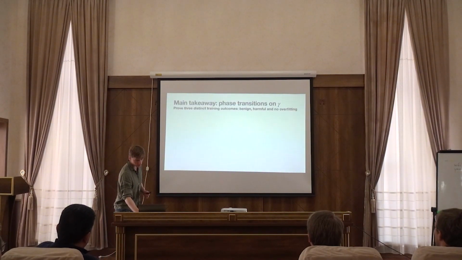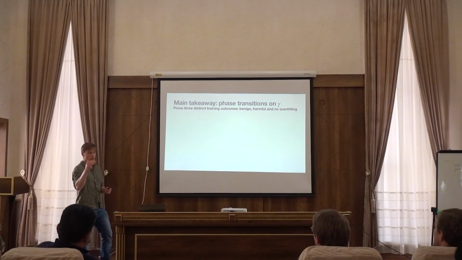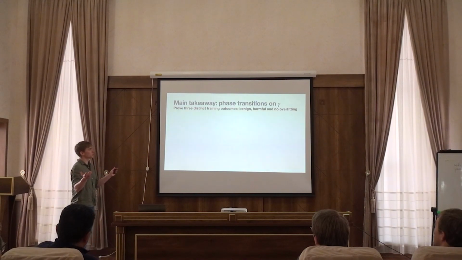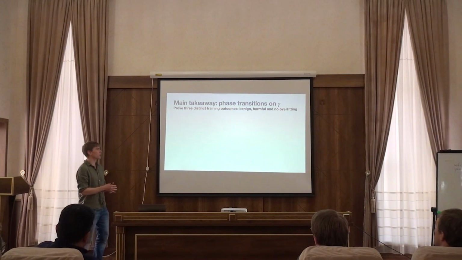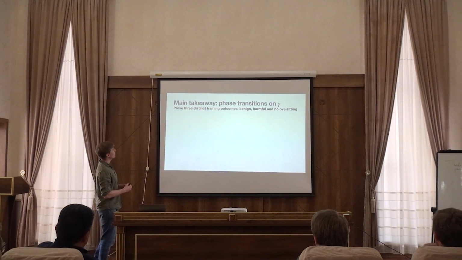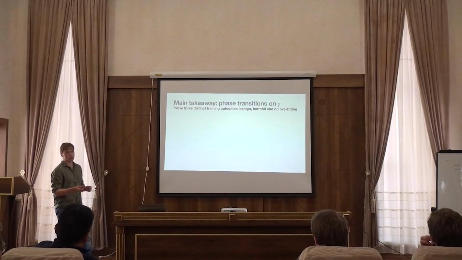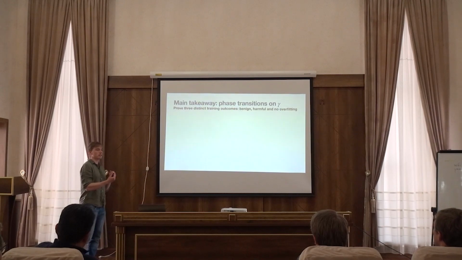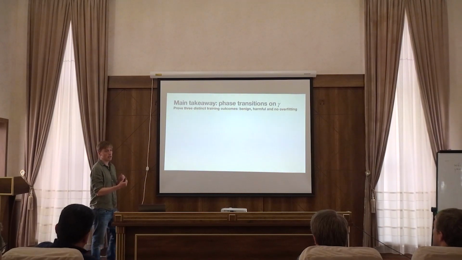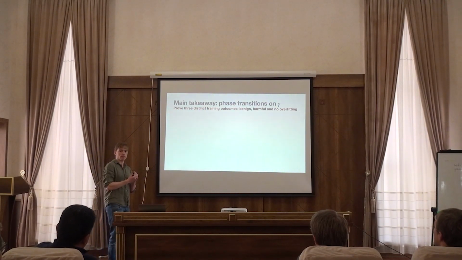Okay, so let's talk about some results. I'm going to summarize the findings, and then we'll go through a proof by picture to give you some intuition for how you might go about proving it. The main takeaway is that we get 3 distinct training outcomes, benign, harmful, and no overfitting, as we vary this gamma parameter between 0 and 1.